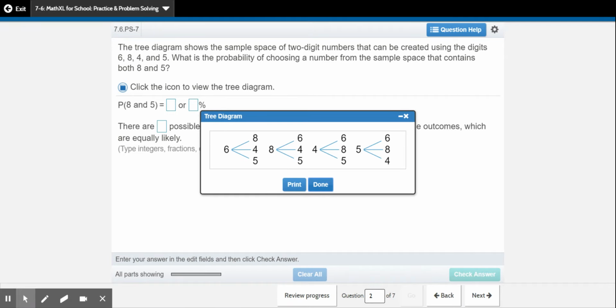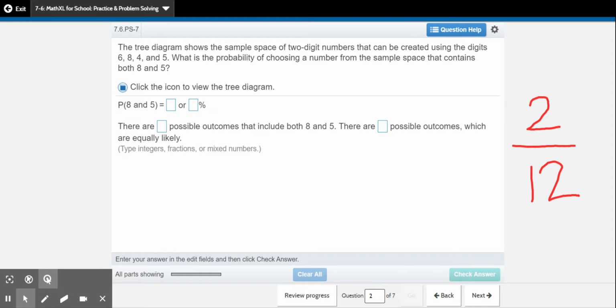So if we look here, none of these are going to contain both an 8 and a 5. And now if we look here, there is one that contains both an 8 and a 5. So this one right here. The next one doesn't have any that contain both an 8 and a 5. And then right here, this contains both an 8 and a 5. So that means we have 2 out of a total of 12.